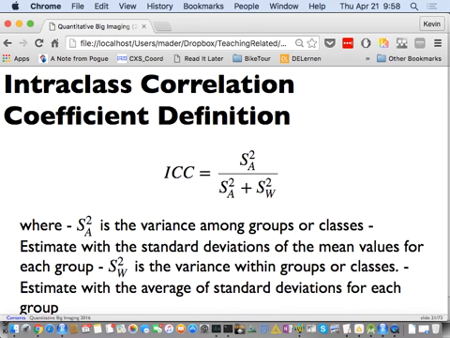What the scientific community has come up with for assessing this is the intraclass correlation coefficient. It's a fairly simple formula where you have S_A squared, which is the variance among groups or classes, and S_W squared, which is the variance within groups or classes. So it's basically comparing the variance between the groups over the variance inside of them.